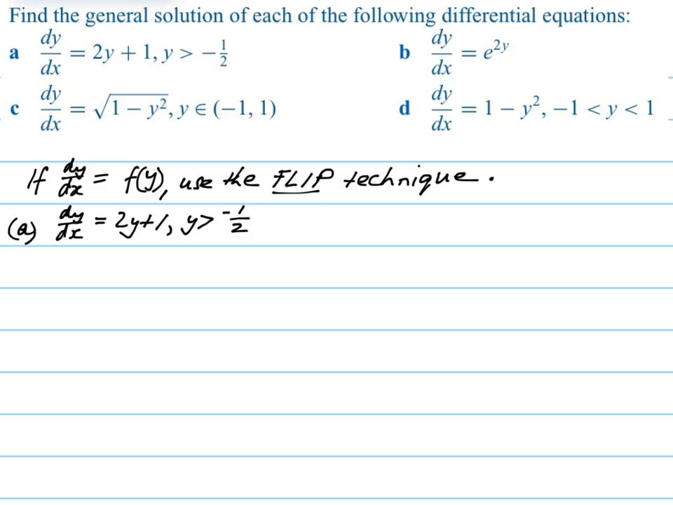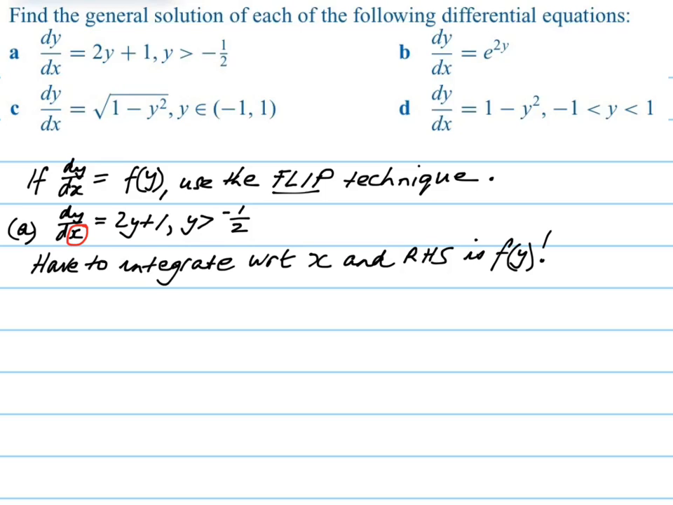Now, we've got a problem here, guys, and that is we have to integrate with respect to x. But that's not possible because we've got y on the right hand side. So you can't do that. If I was just to take the integral of both sides with respect to x, the right hand side would be nonsense because you'd have the integral of 2y plus 1 dx, and that doesn't work. You can't mix your variables.